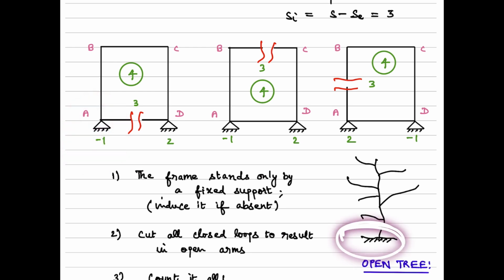So this is done. What is the second step? I need to remove any extra reactive component. So I see that this is now the extra reactive component, so I need to remove that. As this is a pin support, I need 2 reactive components, so I am putting a number 2 here. Okay. Finally, what else needs to be done?